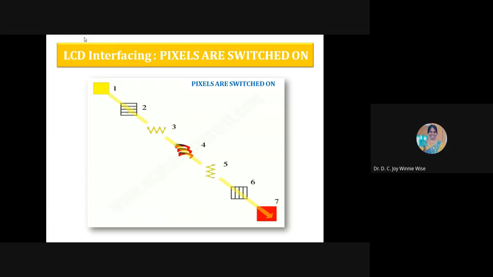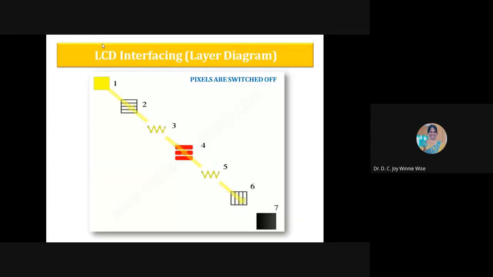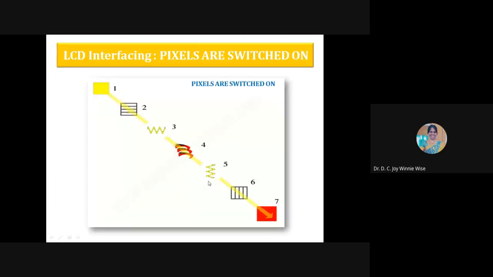When you refer to the previous one, the third and fifth are both the same. Third and fifth, we have both images. And coming to this, we have a twist here, because we have switched off all the pixels. Because of this twist, the light travels through this, and here we can get the RGB colors. Like this only the pixels will be switched on. So that's all about the LCD interface.